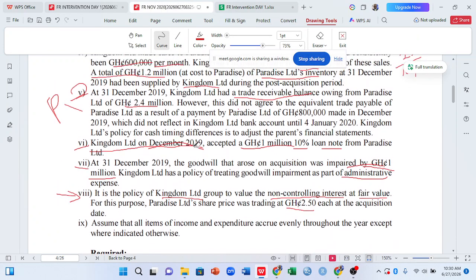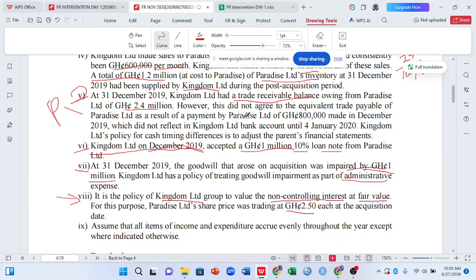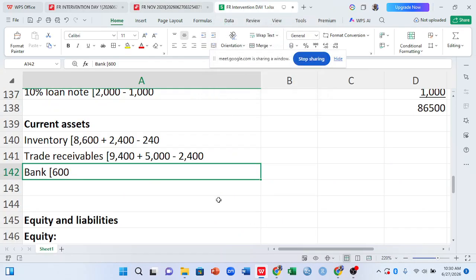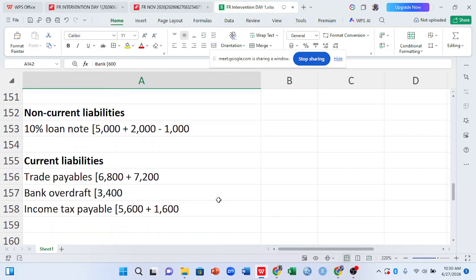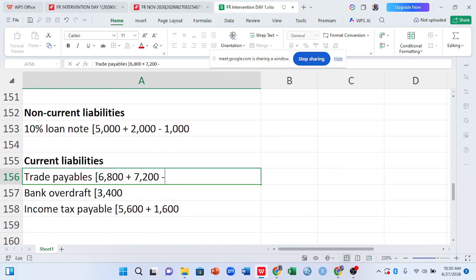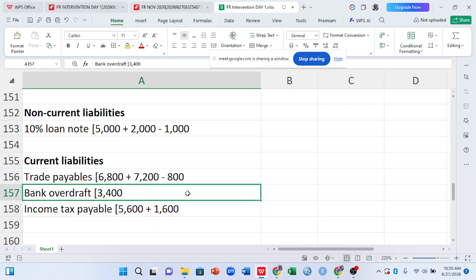Then next, we were told that it did not agree with the balance in the payables. The payables one was 800,000. So when we go to the payables, we less 800,000. Then the next thing is for us to account for the difference as a cash in transit.